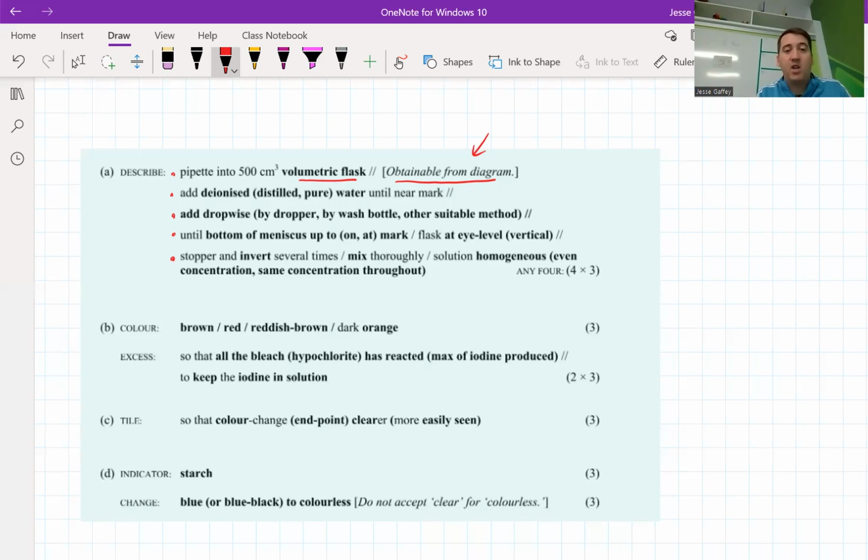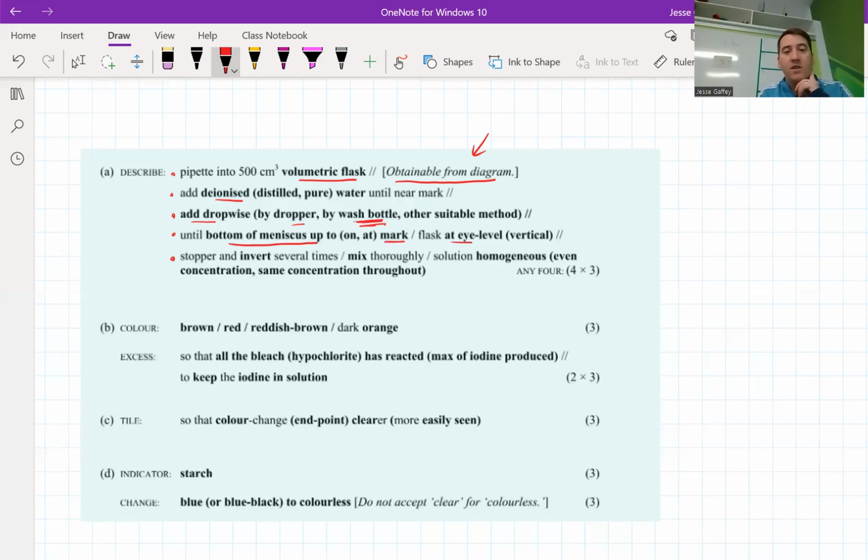Then we need to top it up. So add the deionized water until near the mark. We want to stop before the mark, so add it carefully up to close to the mark. Then add dropwise, using a dropper or a wash bottle. That's usually how my students do it, using a wash bottle. Use a wash bottle to add more water until the bottom of the meniscus is on the mark.